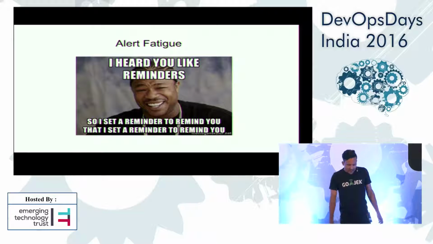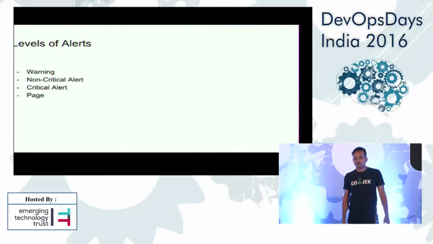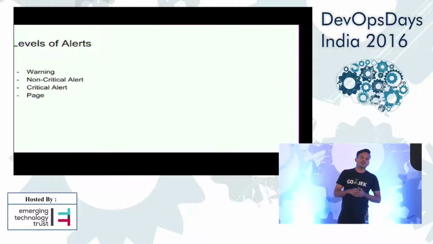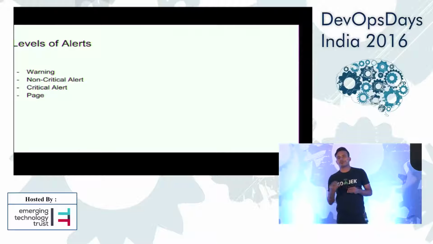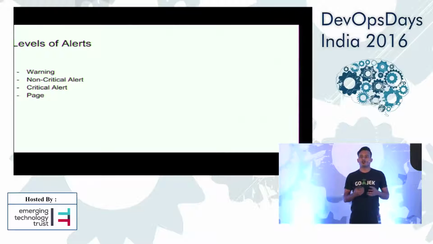So what have we done to rectify that? We have basically divided the alerts into 4 levels. The first one is a warning. Say, like on 80% of the disk, you get a warning, your disk is getting full. You have this much time to rectify that.